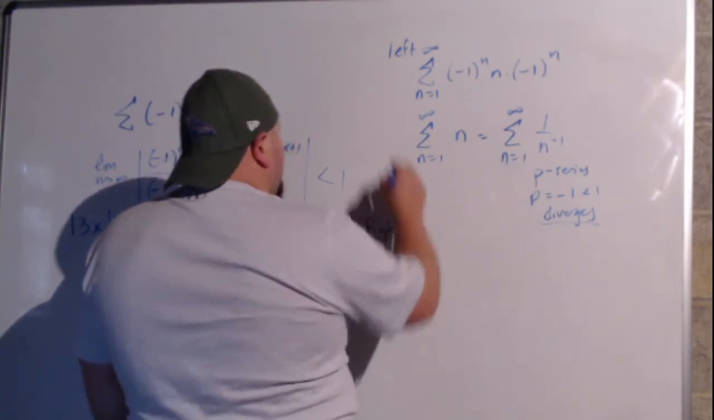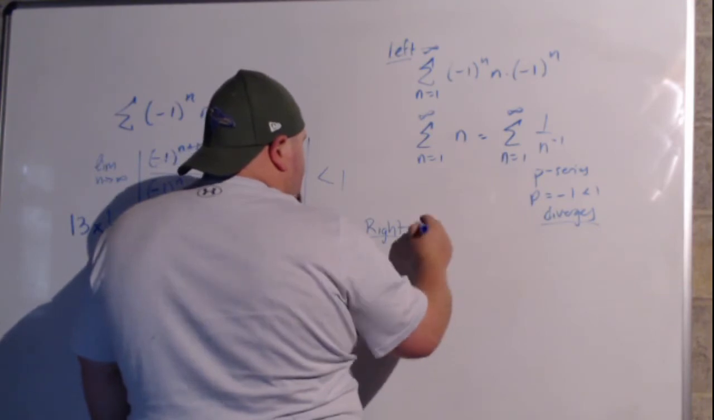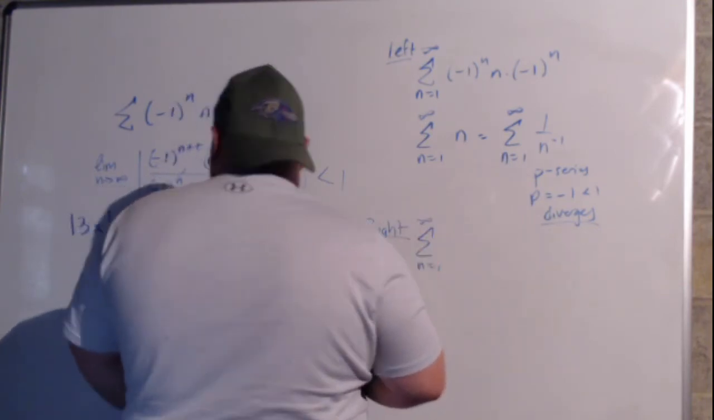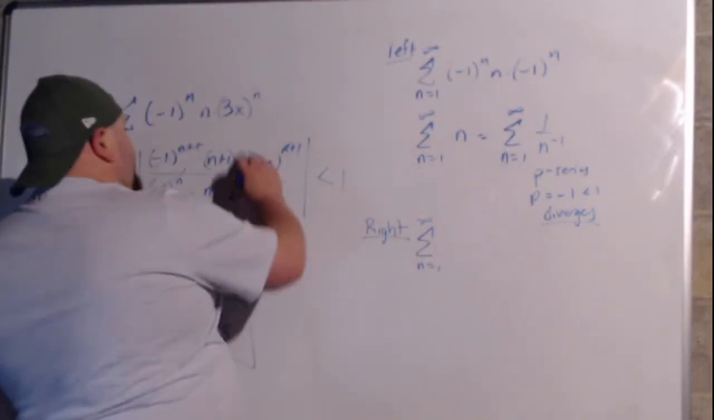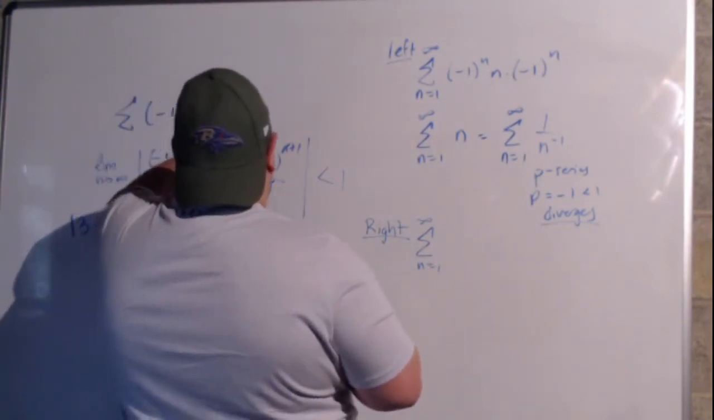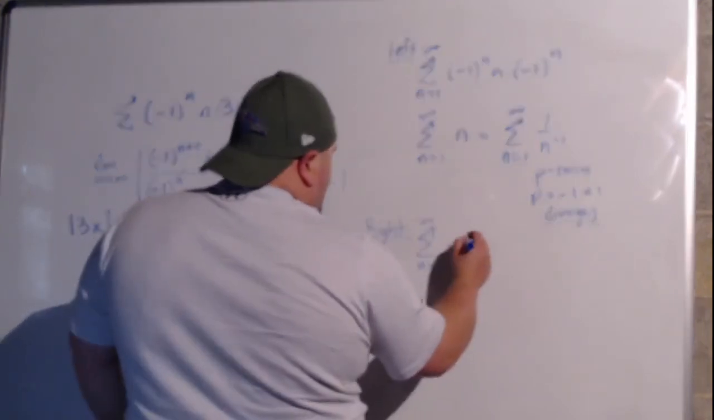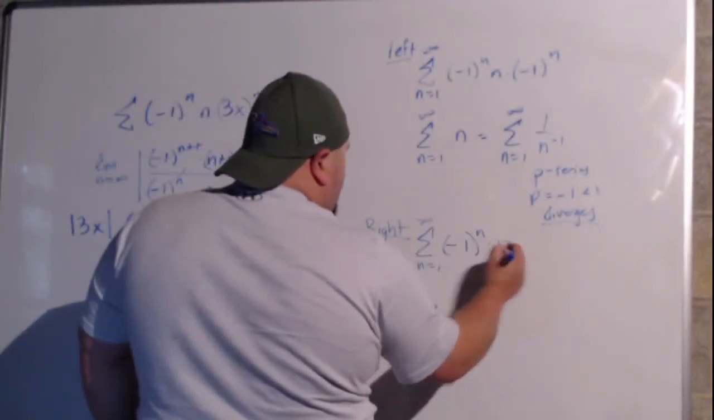Then we do the right endpoint. So again, plug in. This time we're plugging in 1/3 into the original. So 3 times 1/3 is going to give us 1 to the n, and 1 to the n is just 1. So you just get this left behind.